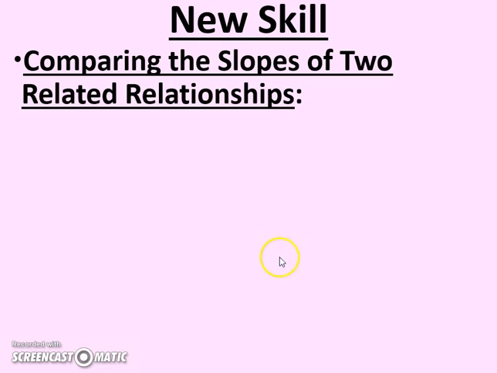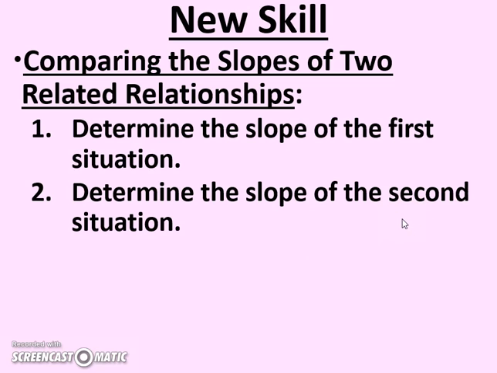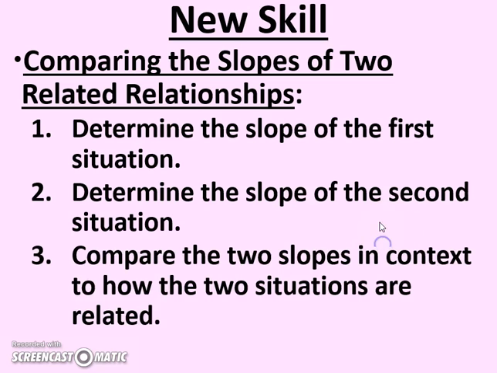Our new skill is going to be comparing the slopes of two different relationships. So our first step is going to be to determine the slope of the first situation. Our second step is to determine the slope of the second situation. And then our third step is to compare the two slopes in context to how the two situations are related. Let's look at a practice problem.